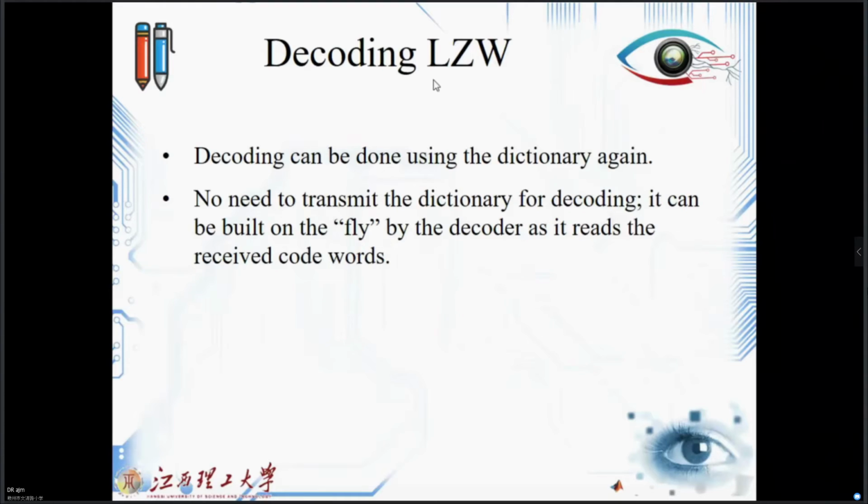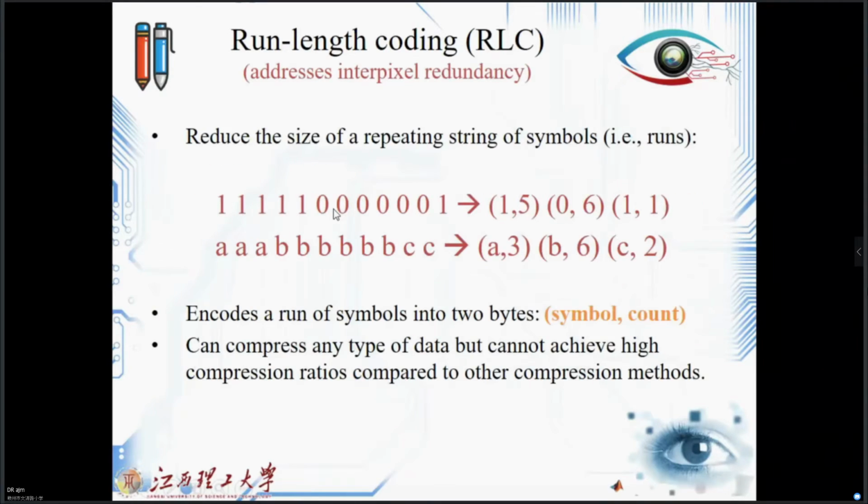This decoding of LZW can be done just using the dictionary again, and there is no need to transmit the dictionary for decoding. It can be built on the fly by the decoder as it reads the received code words. It means that this dictionary also will go along with the code. And that was also one method.